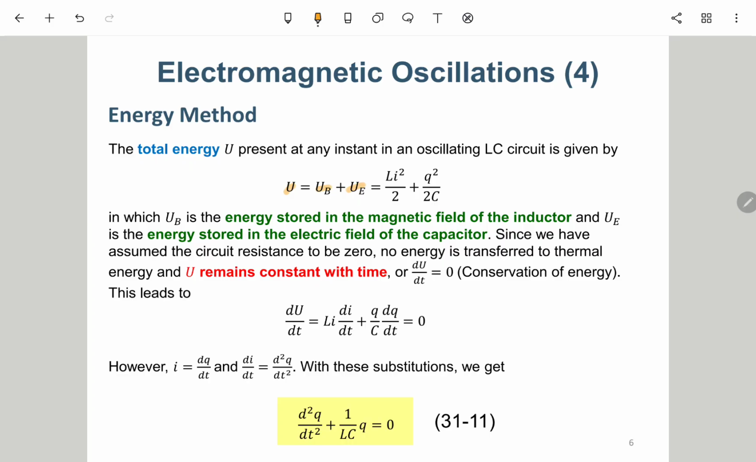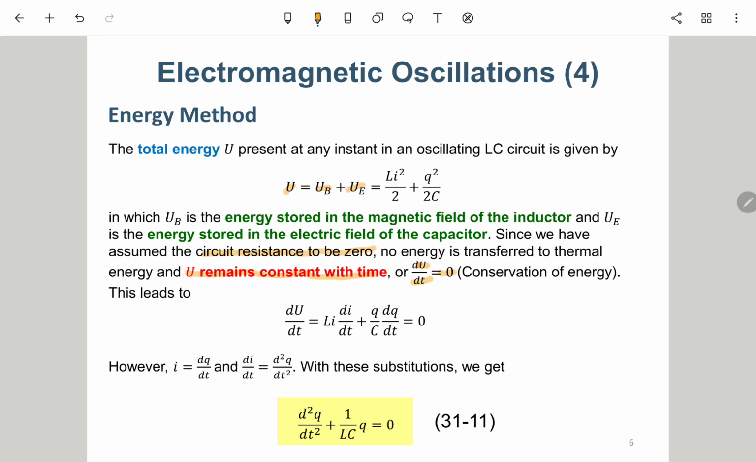So this is the total energy in the LC oscillator system, and there won't be any energy loss. We assume there is no resistance in between. Of course, in the real world, it is not possible, but this case is just for simplicity. So here it mentions that the circuit resistance is 0, so no energy is transferred to thermal energy, which means no energy loss. So U remains constant with time, which means dU/dt is equal to 0, conservation of energy.